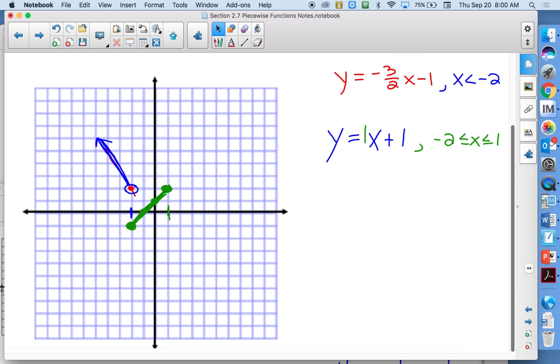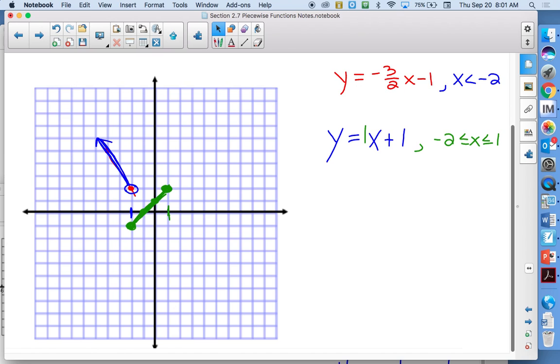Looking at the graph, this is a function because it passes the vertical line test. You have a closed point, but an open one above. That's okay because one point is there and the other one isn't, so it's still a function. It looks weird, but it is still a function.